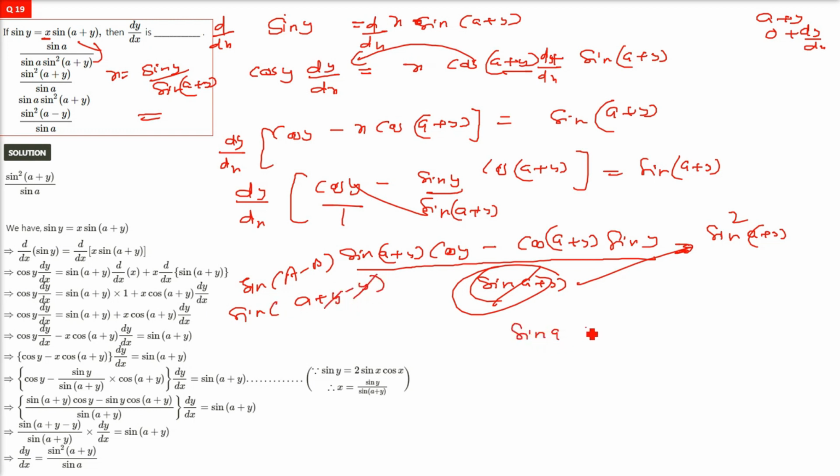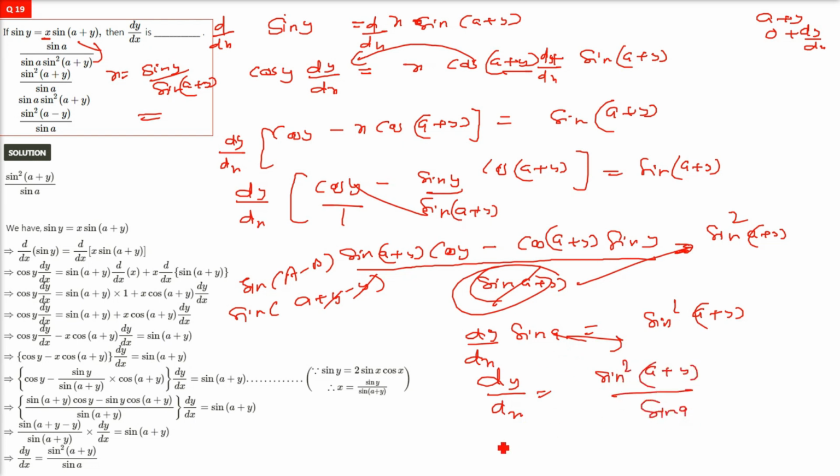And you have sin square a plus y in the denominator already. So this sin a goes in the denominator. So dy by dx equals to sin square a plus y divided by sin a, and you must choose the equivalent option from the choices being provided. Sin square a plus y divided by sin a. This is your dy by dx.